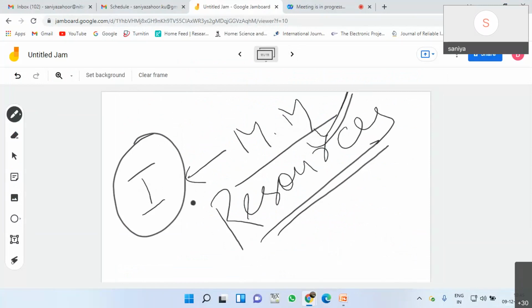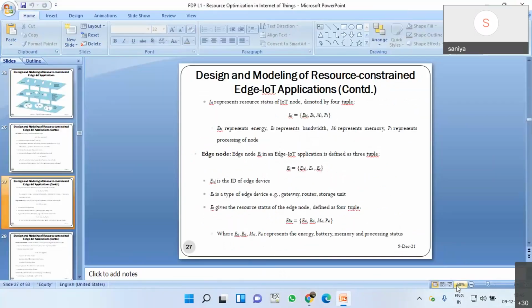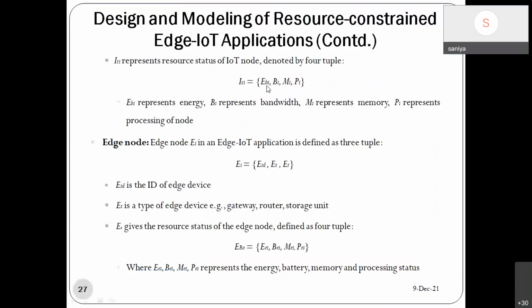Of this IoT node, I have represented it as EBMP. E stands for energy, B is the bandwidth, M is the memory, and P is the processing, because we have categorized the resources into four types. Then talking about the edge, for every edge there will be the ID, then the type of the edge, whether it's a gateway, router, or some other system that you have used. Then ER stands for the resources of these edges, which I have represented here.